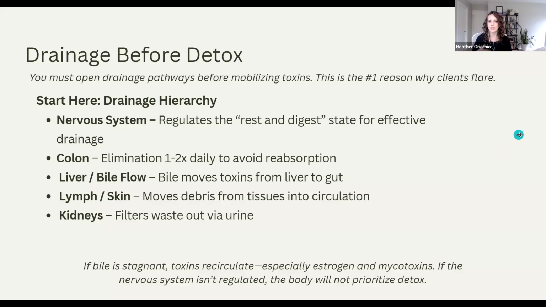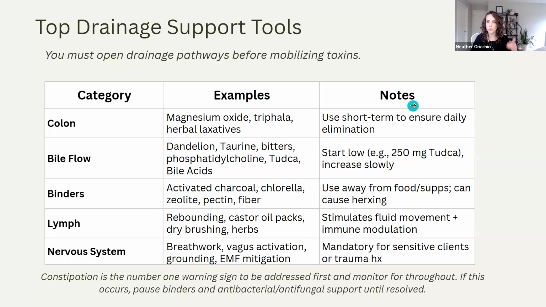So if bile is stagnant, toxins are going to recirculate, especially estrogen and mycotoxins. And then, of course, if the nervous system isn't regulated, the body's not going to prioritize detox. So some specific things that I might use to support these pathways. So as far as the colon, magnesium oxide, I did not put citrate there for a reason. These sensitive individuals sometimes don't do well with that. So oxide is the safer choice.